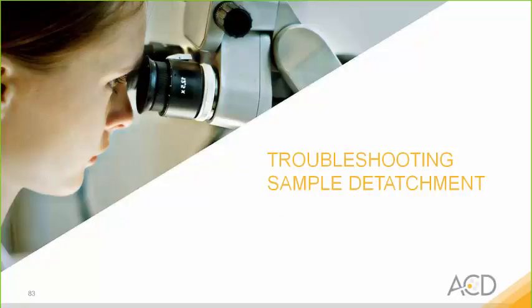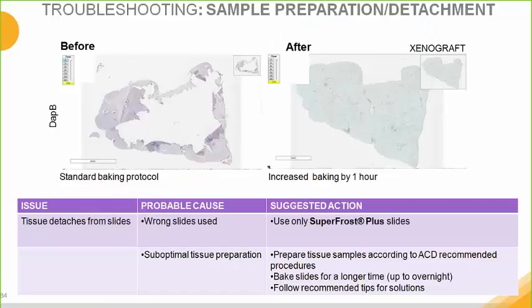Another issue that we've seen is sample detachment. So here we can see in xenograft tissue the standard baking protocol and the significant loss of tissue. And what we've done is increase the baking step to 1 hour, and you've seen significant retention of the sample. Where this can most likely be root caused to is the wrong type of slides being used. That's why we highly suggest the use of SuperFrost Plus slides, as that's what we've used and validated internally.